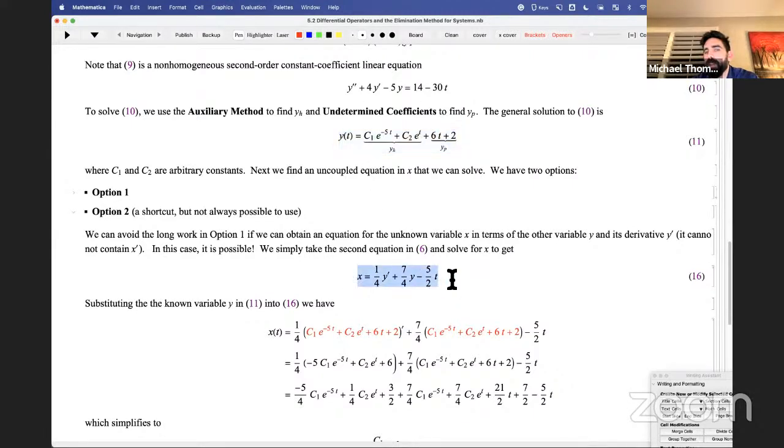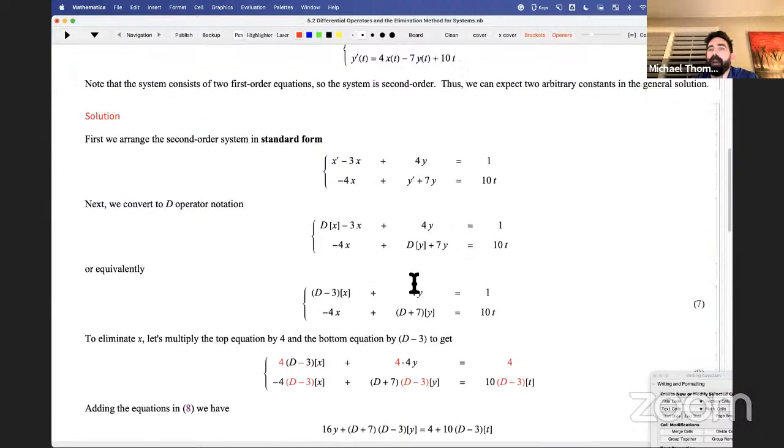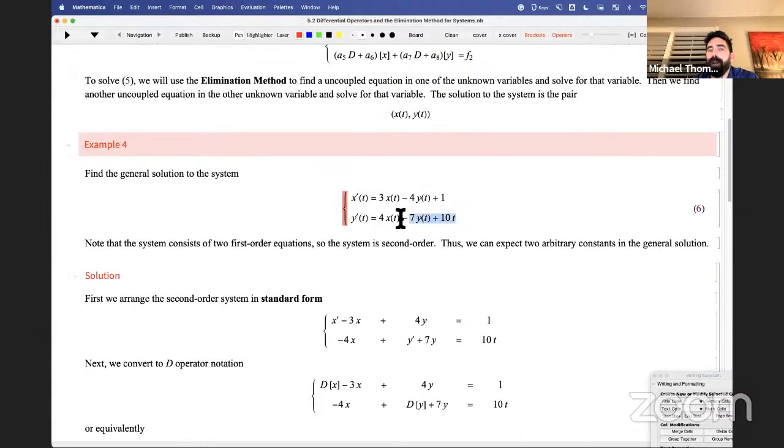So the question is, where did this come from? Well, this came from the second equation. This guy right here. You'll notice that the equation involves an x, which is what we're trying to find, the unknown x. And it involves a y, which is known, and a y prime, which is known. So we should be able to solve for x.